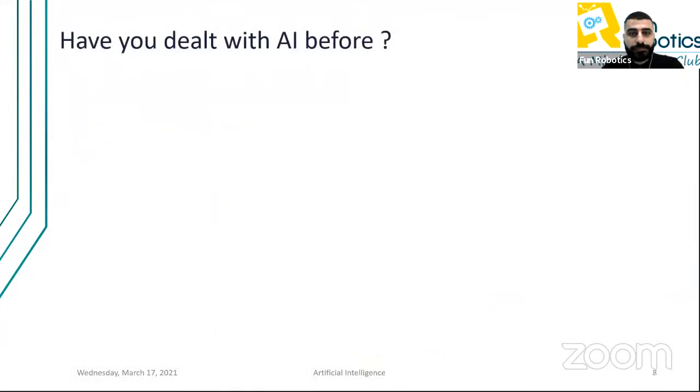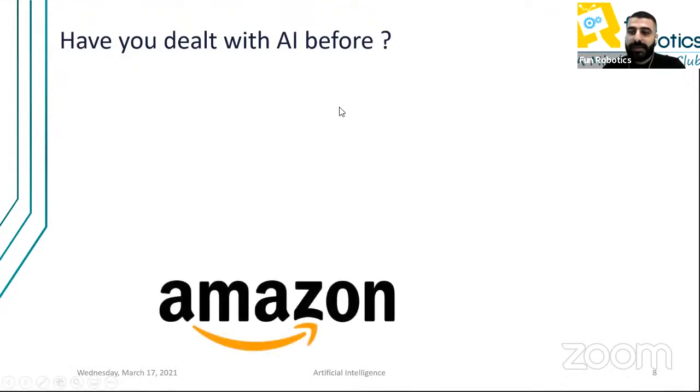Let's continue. So have you dealt with AI before? I'm positive that all of us here have dealt with some sort of AI before. For example, let's talk about Amazon, you logging into your account and purchasing an item. You might notice that sometimes you start to receive emails after the purchase of recommended products or items that are frequently bought together. This is an AI that is actually doing these predictions for you. It's actually a branch of AI called classification or recognition.